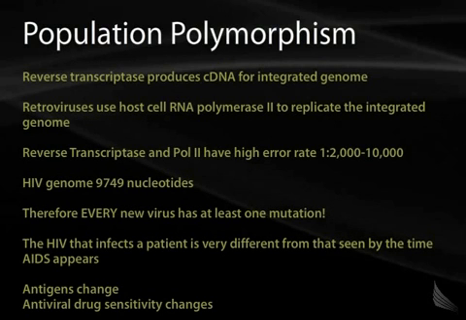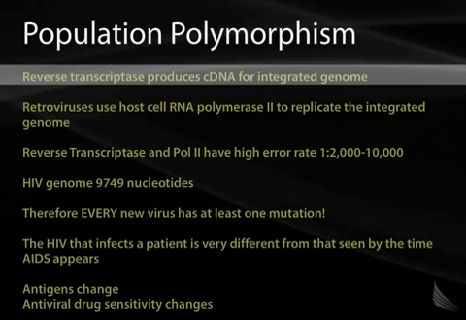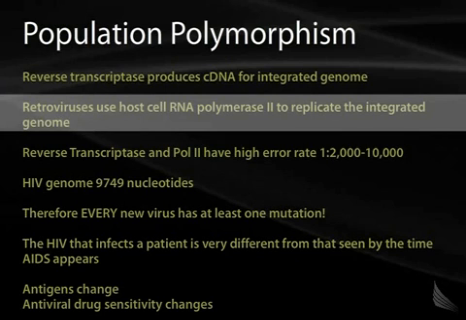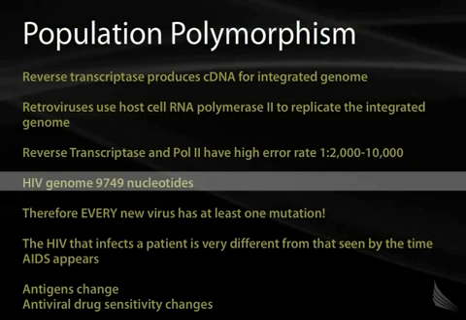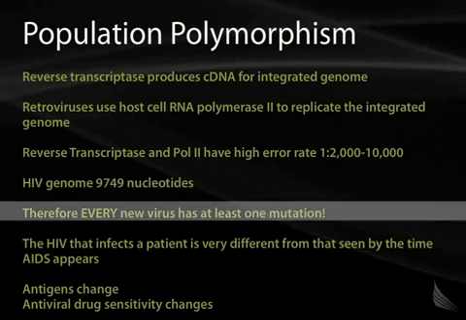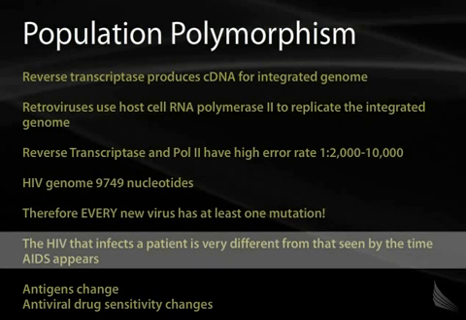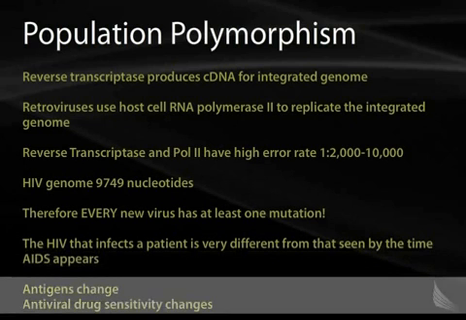Population polymorphism is important. Reverse transcriptase produces complementary DNA for the integrated genome, and the retroviruses use the host RNA polymerase II to replicate the integrated genome. Reverse transcriptase and polymerase II have a high error rate, and that's why we get so much variation. The HIV genome has less than 10,000 nucleotides, and therefore every new virus has at least one mutation. This means that the virus that you get originally is much, much different than the virus that you get when AIDS appears. The antigens change, and the drug sensitivities change.